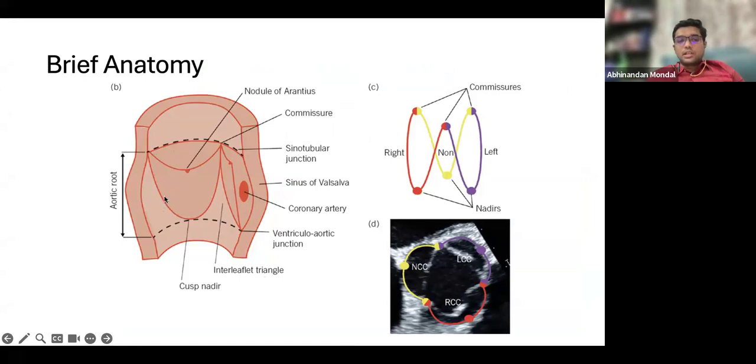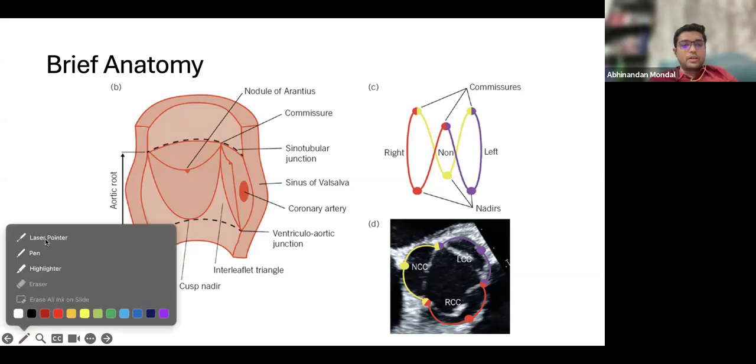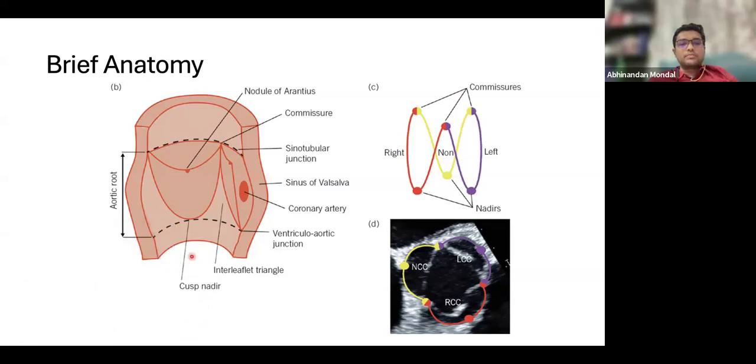So this is the cusp that you can see. Let me put on the pointer. It will be easier to understand. These cusps actually form a crown-like attachment in the aortic root. So this is the U-shaped attachment, and this is the free edge of your aortic valve leaflet or cusp.